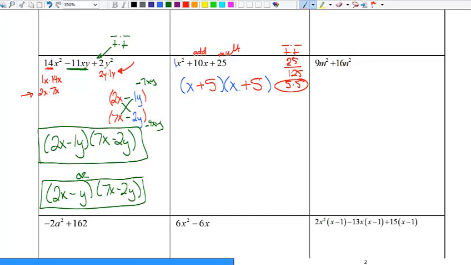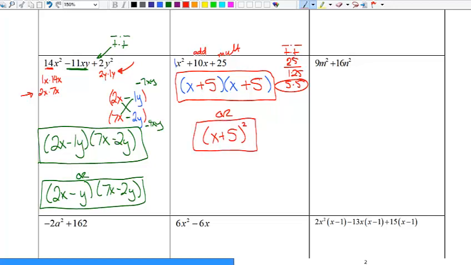Step 3, can either of these factor more? Nope. This is your final answer. Now, just like the last problem, I can rewrite it a different way. Whenever you have a binomial that's multiplied by itself, you can rewrite it as x plus 5 quantity squared. Again, both of the answers will be accepted as correct. You pick the one you like better.